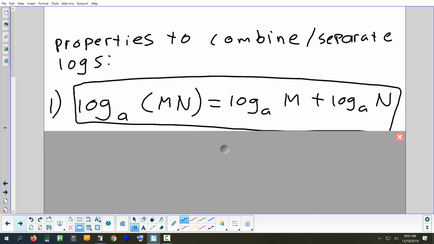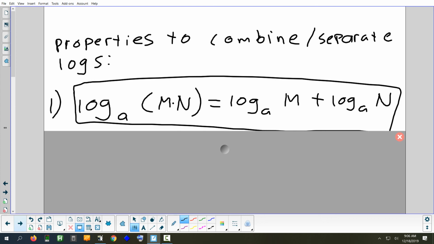Okay, first property. It says log base A. So in other words, the base here doesn't matter. These properties work for any base. Okay. Log base A of a product, m times n. You can take that and you can split it into 2 logs as a sum. Or you could take 2 logs that are a sum and combine them into a product. You can use this equation either way.